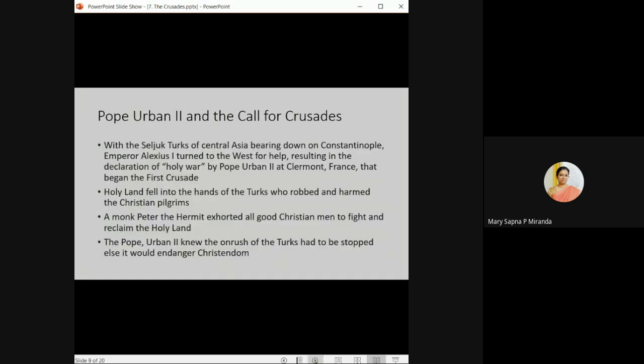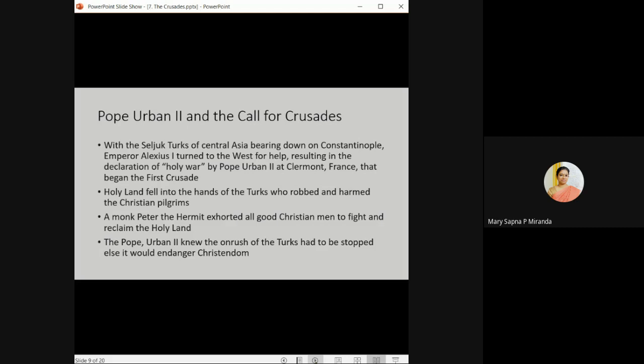Now, with the coming of the Seljuk Turks, that is after their arrival and bearing down on Constantinople, what happened? Constantinople at that time was under Emperor Alexius I. So he was quite helpless. So he turned towards the west for help. And this resulted in the declaration of holy war by Pope Urban II at Clermont in France. And this began the first crusade. So he gave the call for crusades.